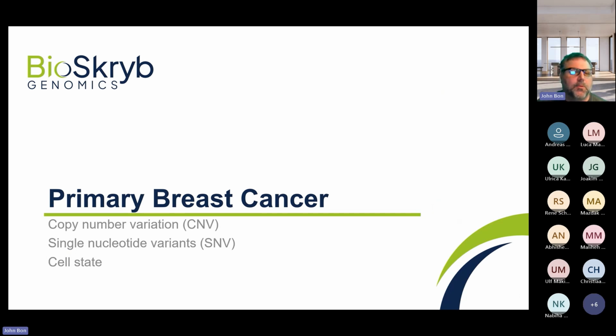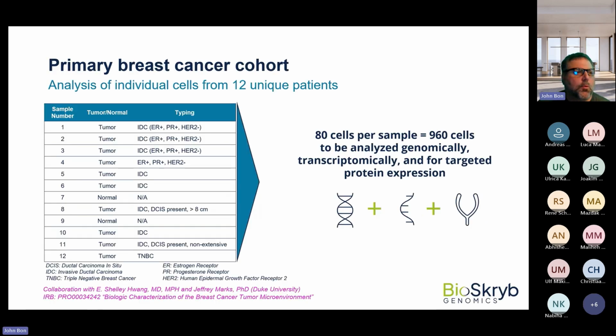And now we're going to get into the primary breast cancer study, which uses both Resolve DNA and ResolveOME to look at copy number variation and single nucleotide variants from the same cells. So this is an ongoing study. It's been going on for quite a while now, and it started out with one patient, and now we're up to actually more than 12 patients, but I'm going to show a little bit of data from some of these patients. And you can see every row represents a patient here, and they have different phenotypes.